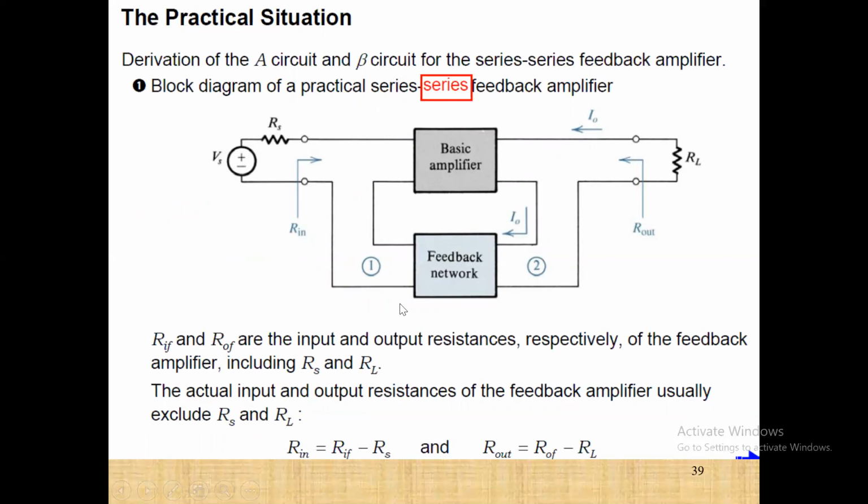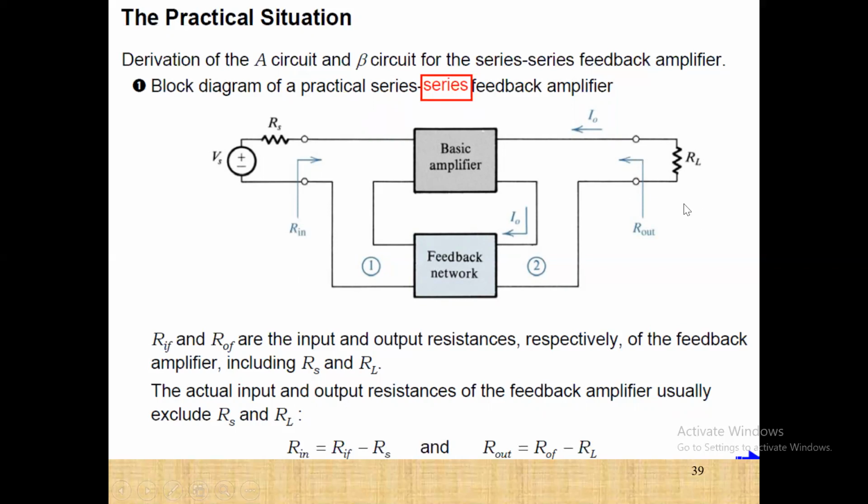So that is the ideal case. Now coming to the practical case, here we need to consider the RS as well as the RL separately. We don't consider them to be attached to the basic amplifier. We consider them to be separate. So RIF will be the resistance looking here, that means RIF will be equal to RS in series with Ri. So Ri will be RIF minus RS.